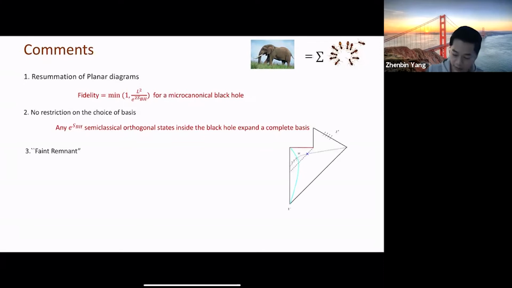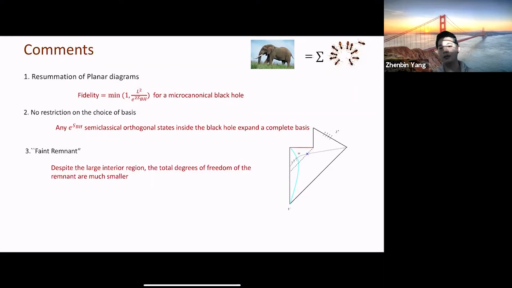And the third comment is about the remnant. Previously, people argued there are a lot of issues with the remnant due to thermodynamic instabilities, because the remnant will have large entropy due to the large volume in the interior. But this analysis shows that the actual degrees of freedom are much smaller. So we have both a large spatial volume and a small number of degrees of freedom. That won't cause any thermodynamic instability.